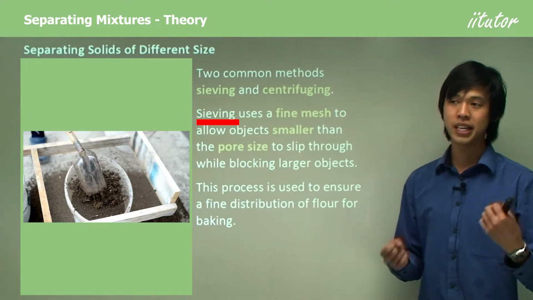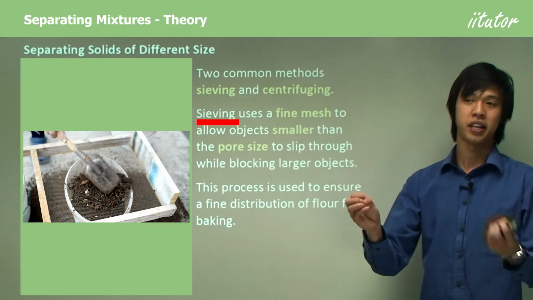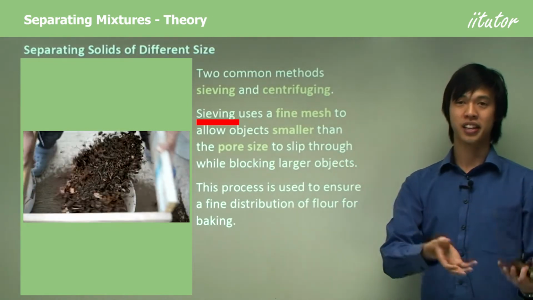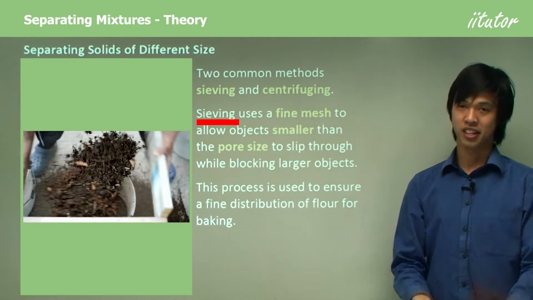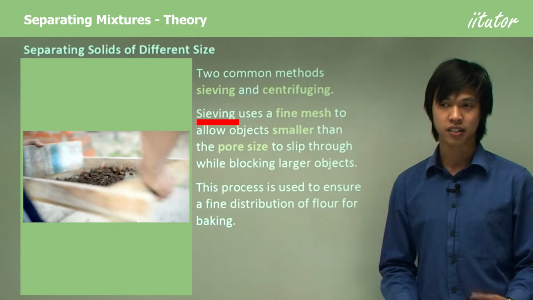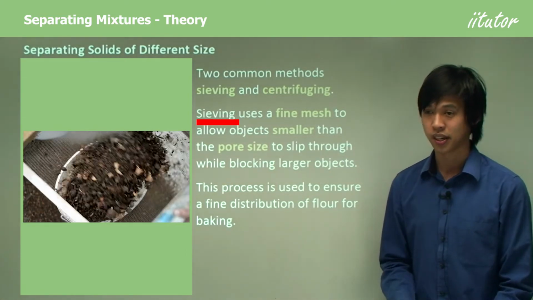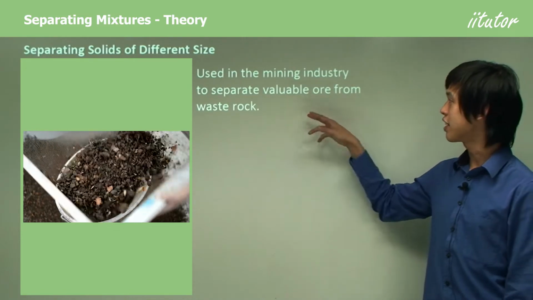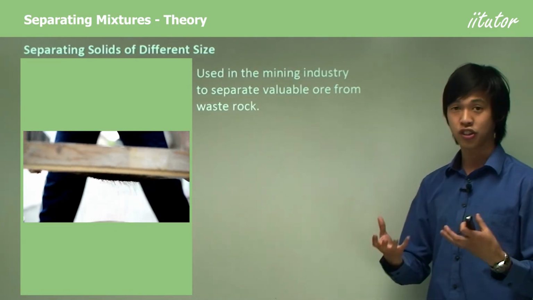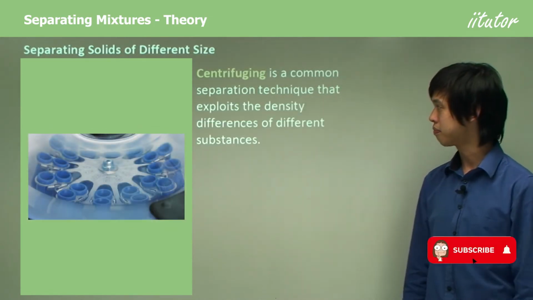That's sieving. And basically, the property that we're exploiting here is that one particle is simply bigger than the other particle. And that's a physical property. It's size. So one particle is bigger than the other. It can't get through the hole. So that's the property we're exploiting. So as I go through this, try and think about what properties we're actually exploiting before I tell you, and then it'll help you clarify what these processes are actually doing. So we actually can use sieving in industry to separate valuable ores from waste rock. So we can actually sieve larger rocks that are useless from smaller, more valuable rocks.